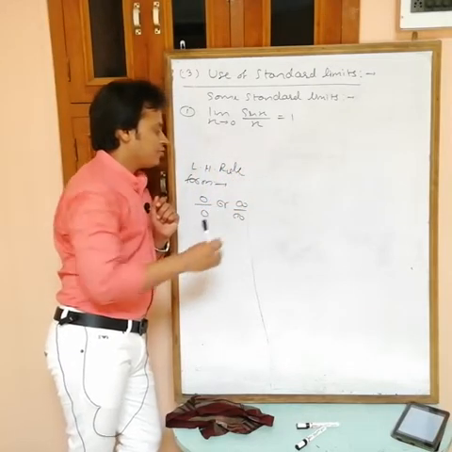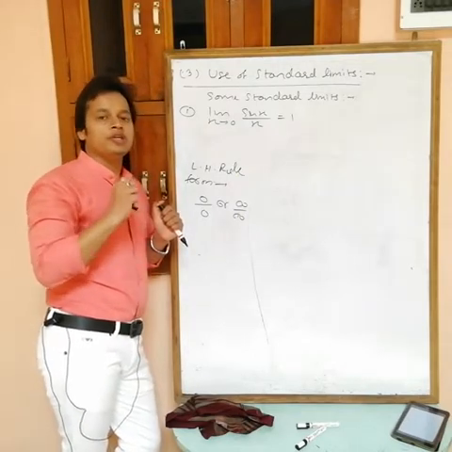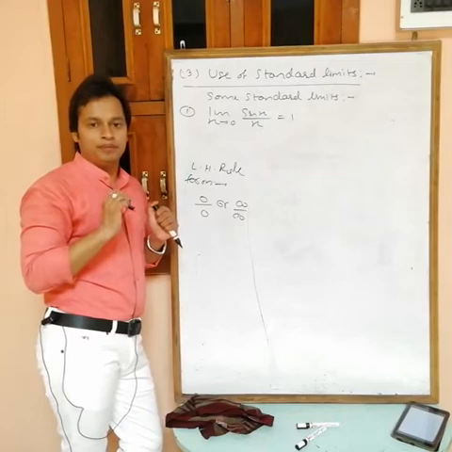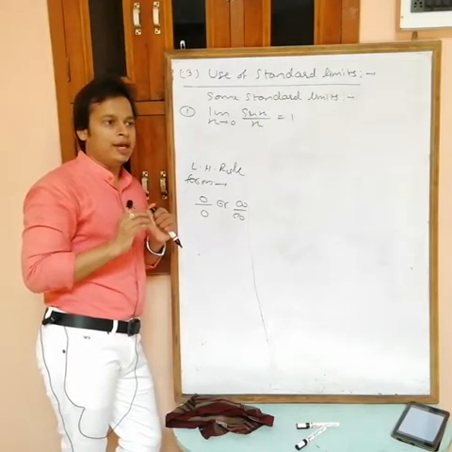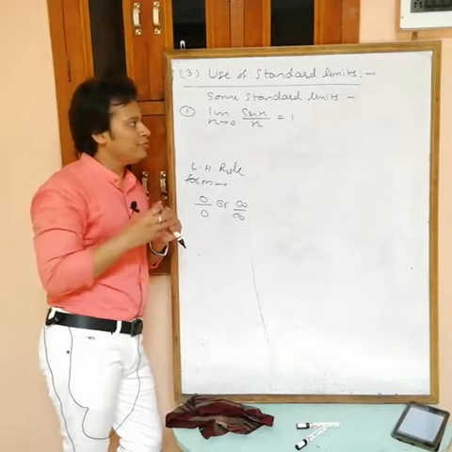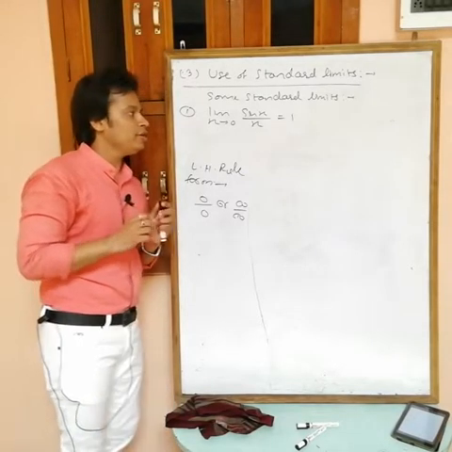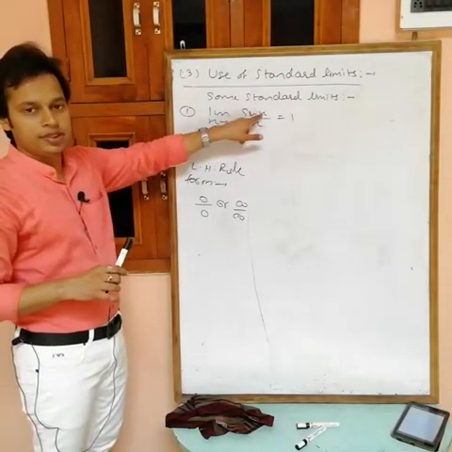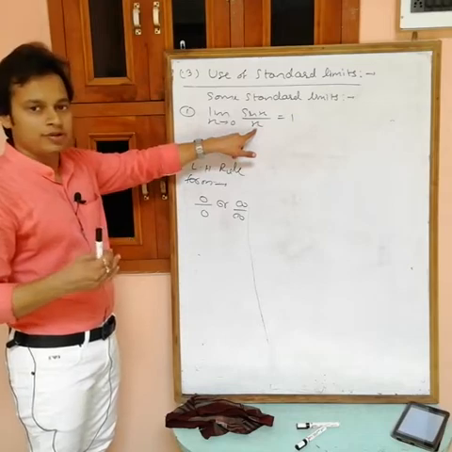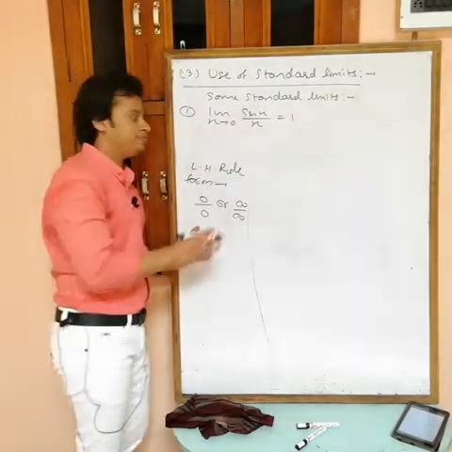Now what is this rule? According to this rule, you differentiate the numerator in the numerator and the denominator in the denominator, and you can keep differentiating until we do not get an indeterminate form. So if you put x equals 0, sin 0 is 0 and x is 0, so we are getting 0 by 0 form. Okay, so I can use this rule.